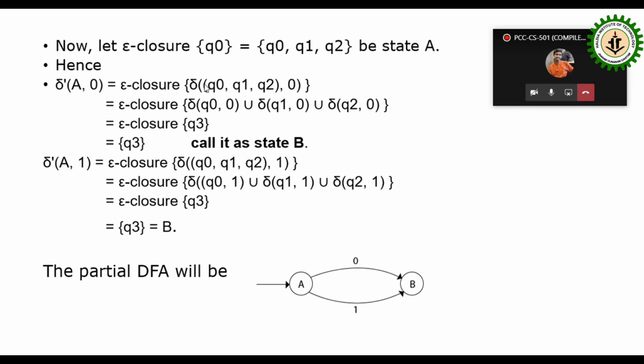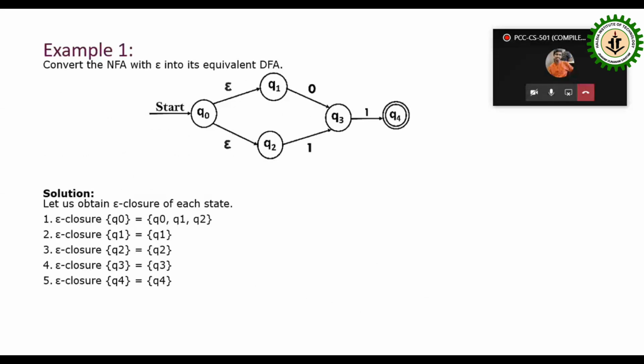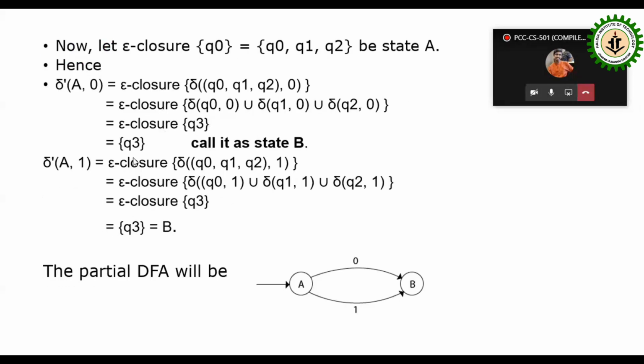Now, let's see here. The epsilon closure of A means Q0, Q1, Q2. So delta of Q0, Q1, Q2 for 0 input means delta Q0 for 0 input, union delta Q1 for 0 input, union delta Q2 for 0 input. Where can we reach? From Q0 for 0 input, we cannot reach anywhere. From Q1, we can reach Q3. From Q2 for 0 input, nowhere. So only Q3 will be there. The epsilon closure of Q3 is Q3, which we call a new state, state B.